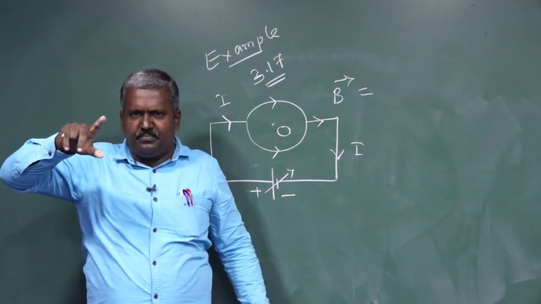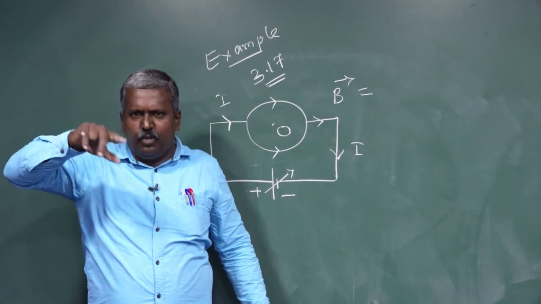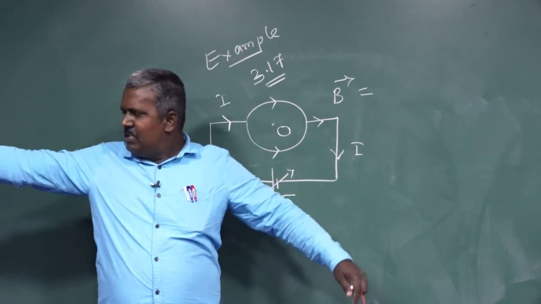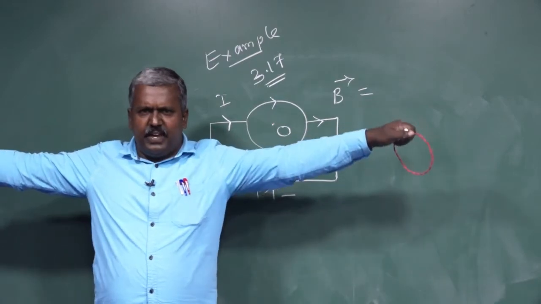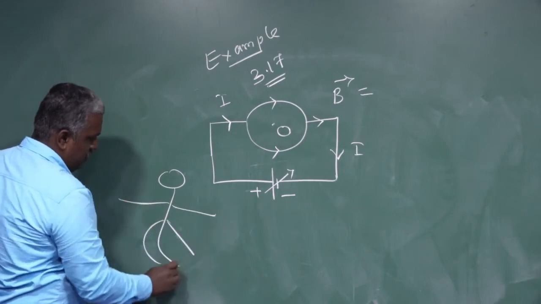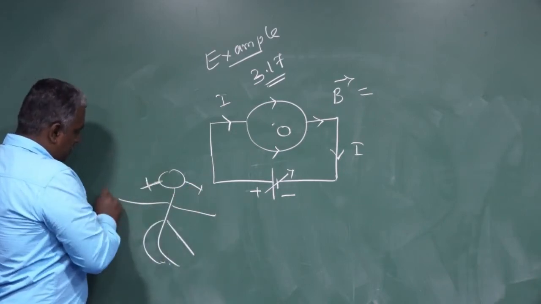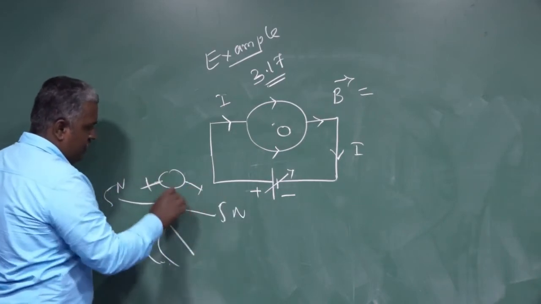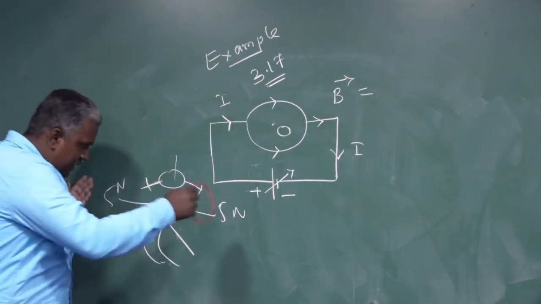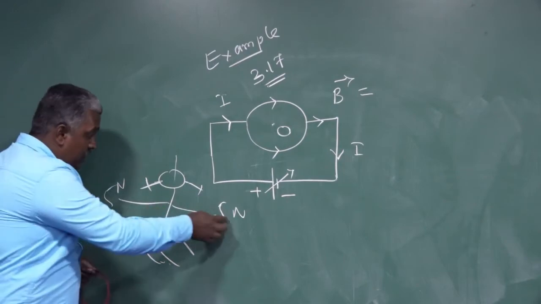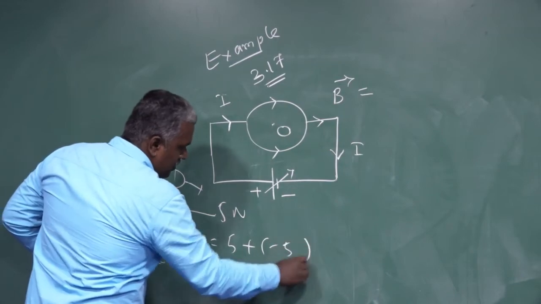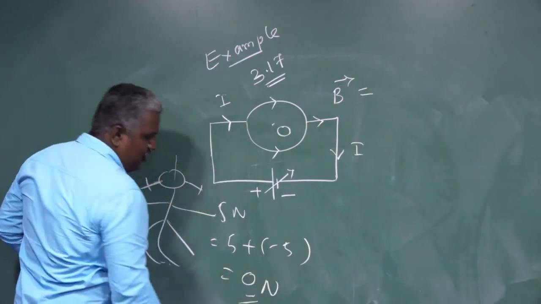Take two persons. Force by two persons is acting on me: this side 5 Newton, this side 5 Newton. What is the resultant force acting on this girl by these two persons? Equal magnitude in opposite directions. So the resultant force is 0 Newton. Am I correct or not?